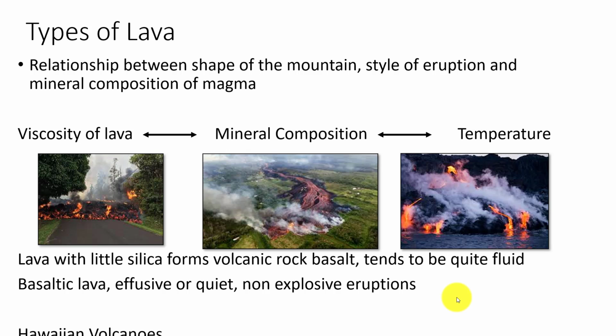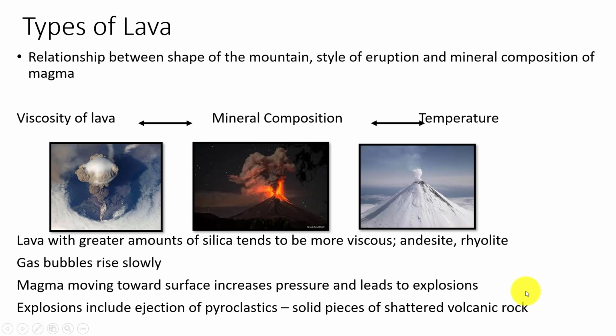It tends to be relatively slow moving and very destructive, but it's different than the other type, which is where we get lava with greater amounts of silica. This tends to be more viscous, and examples are andesite and rhyolite. The gas bubbles will rise slowly beneath the surface. As the magma moves towards the surface of the earth, there's an increase in pressure, and this leads to explosions. These explosions include ejection of pyroclastics, and pyroclastics are solid pieces of shattered volcanic rock.